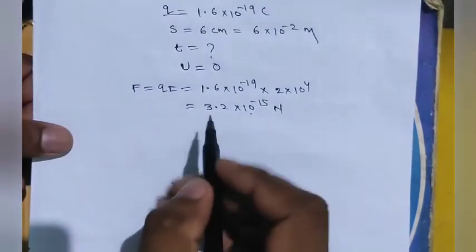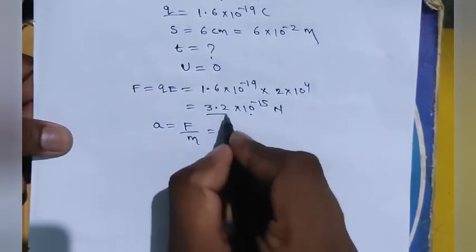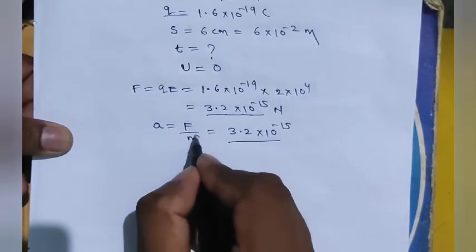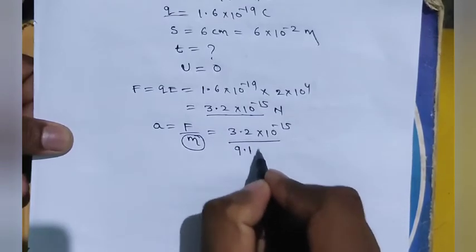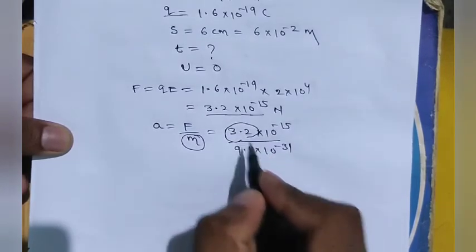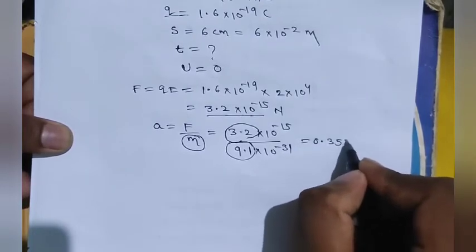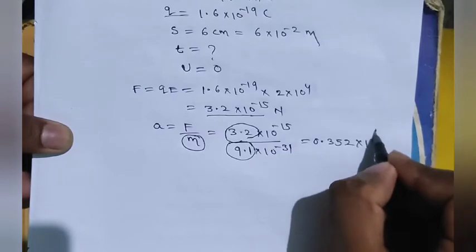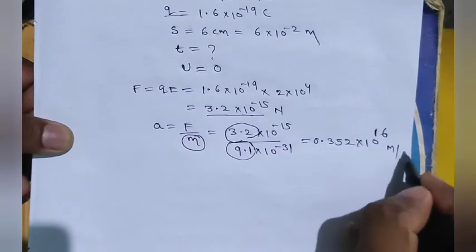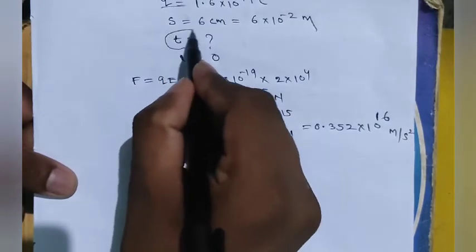And from this force we can find acceleration. So acceleration is simply force by mass. Force we got how much? 3.2 into 10 to the power minus 15, and mass is what? Mass of one electron, that is 9.1 into 10 to the power minus 31 kg. So when we divide 3.2 by 9.1, it will be 0.352 into 10 to the power 16 meter per second square.